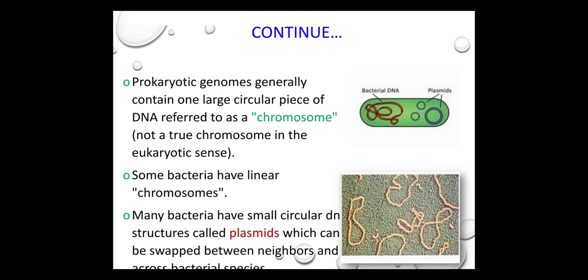So the prokaryotic genome generally contains a large circular piece of DNA referred to as a chromosome, not a true chromosome in the eukaryote sense, because some bacteria have linear chromosomes. It is a false chromosome, not a true chromosome in the eukaryote sense. Then bacteria have small circular DNA structures called plasmids, which can be swapped between neighbors and across bacterial species.